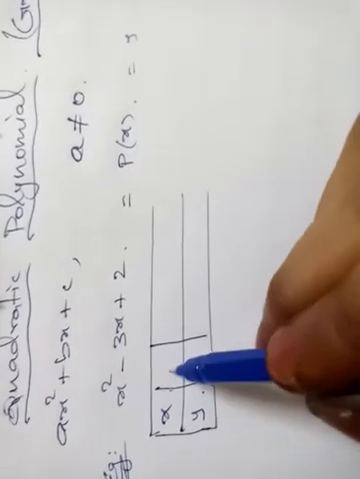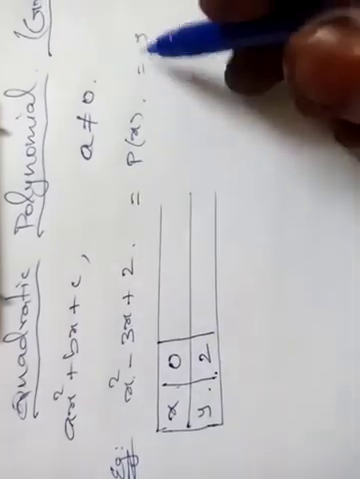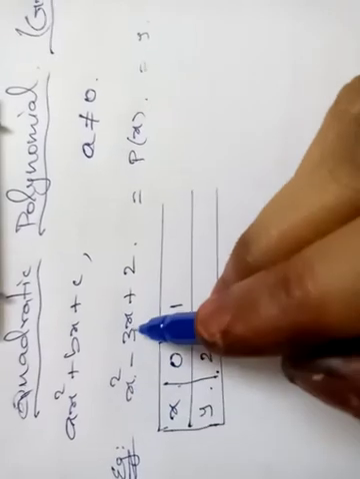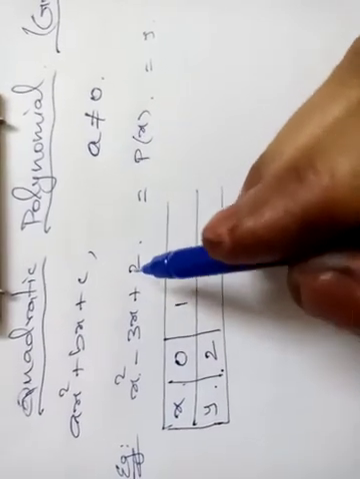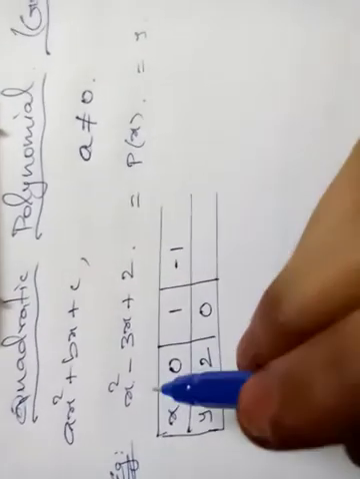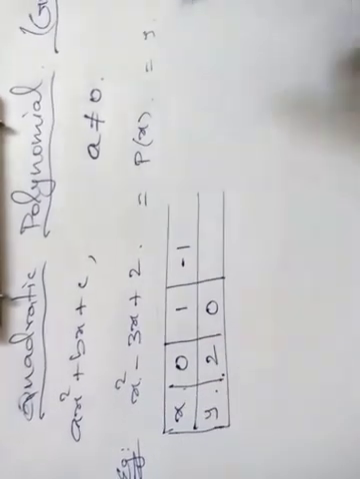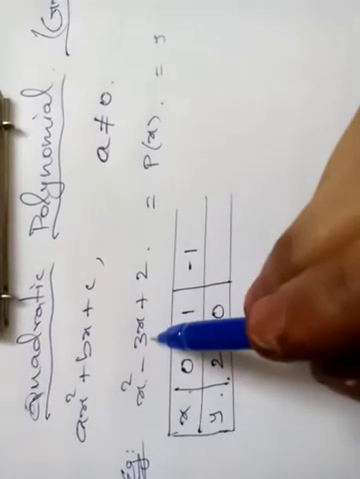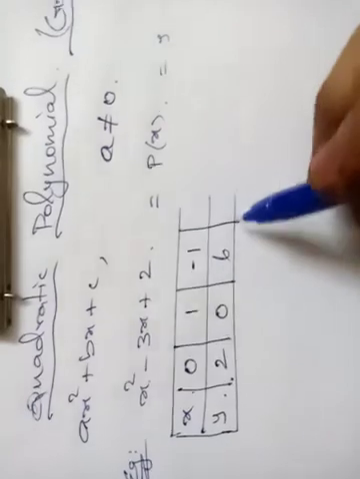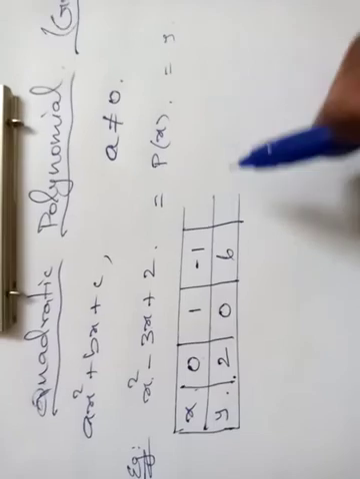First I am giving x value as 0. So 0, this also 0, this is 2. So y value is 2. Then x value I am giving 1. So this becomes 1 minus 3 plus 2. So what you will get? 0. After that I am giving minus 1. Minus 1 square is plus 1. Plus 1, here plus 3 plus 2. So totally 6. Like this we have to find at least 5 to 7 points.